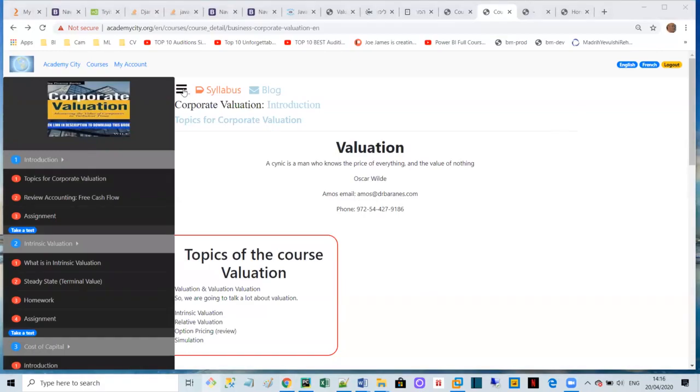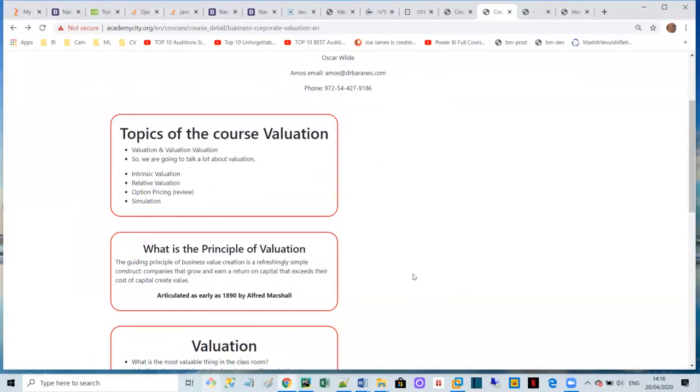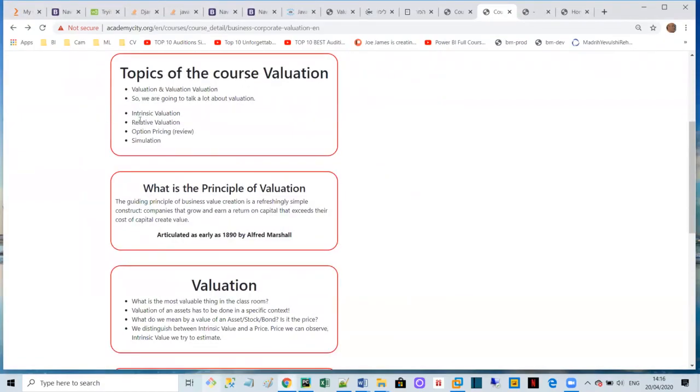Okay, let's start. As I said, we're going to deal with intrinsic valuation, relative valuation, option pricing, and simulation. What's the difference? What is relative valuation? What is intrinsic valuation? Let's say you want to buy a house, how would you go about it? Does anyone have any idea? When you buy a house, what do you usually do?